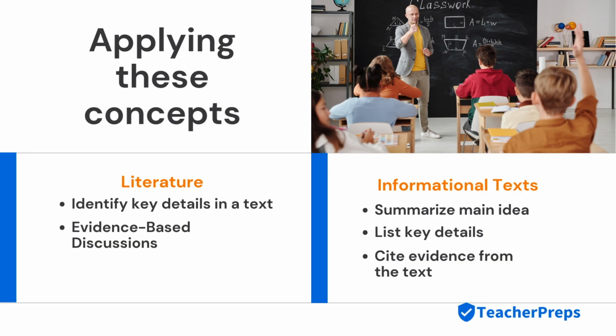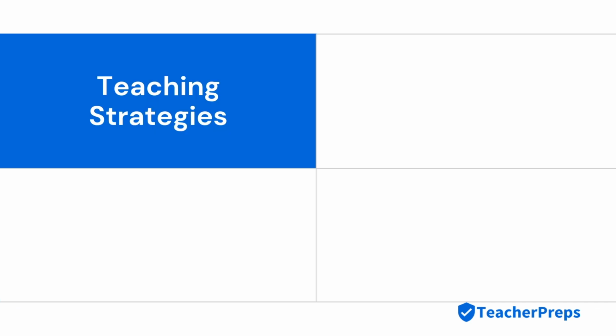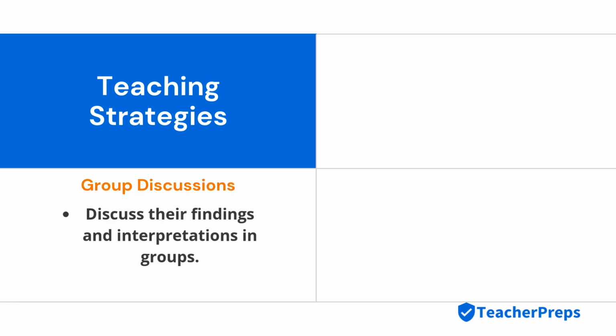When reading these types of texts, we can ask our students to summarize the main idea. We can ask them to list the key details that support the idea, as well as cite evidence from the text. Notice how we go from what did you infer and can you prove it, both for literature and informational text. This can involve highlighting different facts for informational texts in order to support what the student thinks, feels, or believes. Teaching strategies. Keep an eye out on your exam for questions that involve effective teaching strategies.